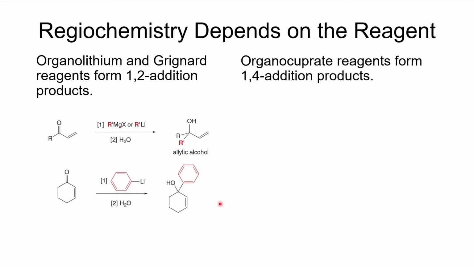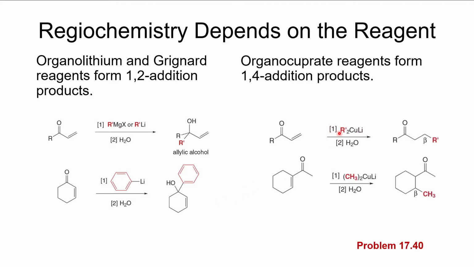For organocuprates, we will get 1,4 addition. So here we've got a generic organocuprate. It comes in, reacts with the beta carbon, and we end up getting 1,4 addition. So we get beta attack of our nucleophile. Here is a more specific example. The nucleophile will come into this beta carbon here, and we will get a methyl there and a hydrogen adjacent to it. And that is going to be our example of 1,4 addition versus 1,2 addition.